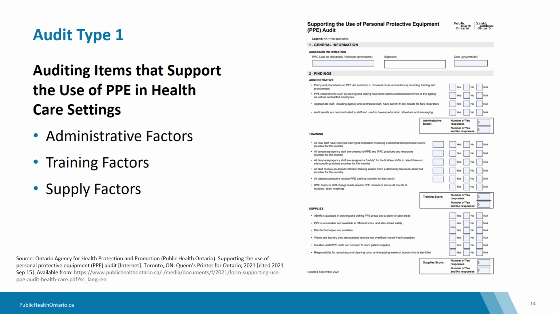The first audit type is used to assess items that support the use of PPE and identifies 3 factors that should be audited on a regular but occasional basis, including administrative, training, and supply factors. Administrative factors include such things as policies and procedures, communication, and fit testing for respirators. Training factors include such things as providing orientation training and training on an ongoing basis for staff, and training of visitors and caregivers on IPAC principles. Supply factors include such things as the availability and accessibility of alcohol-based hand rub, personal protective equipment, disinfectant wipes, and waste and laundry bins.